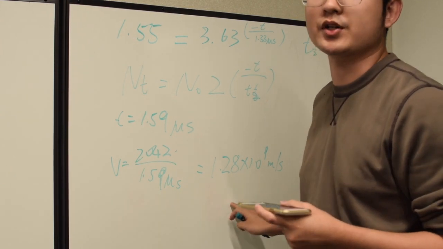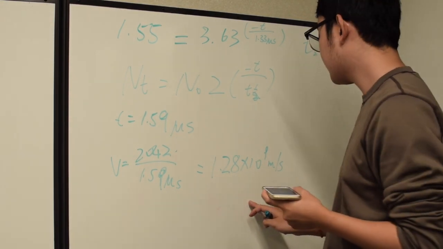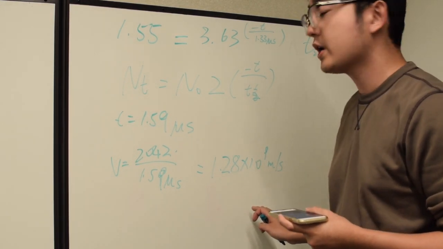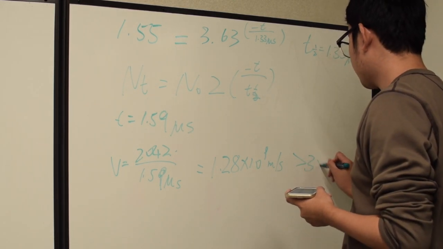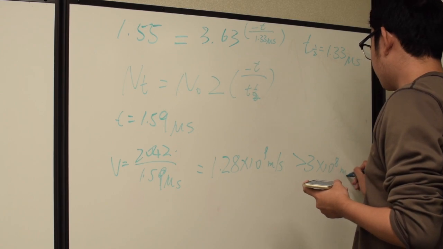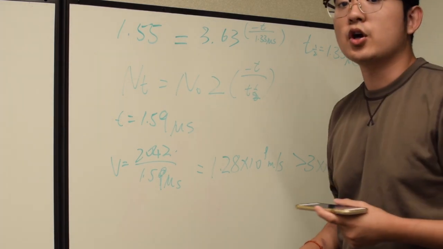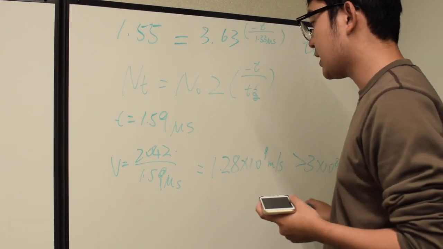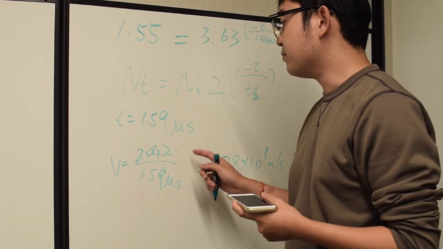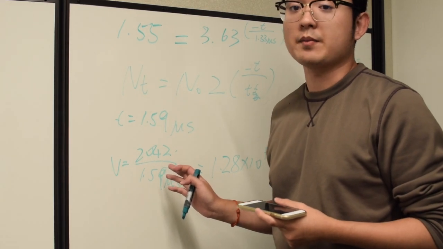But here comes the question. According to relativity, theoretically, this particle cannot exceed the speed of light, which is 3 times 10 to the 8 meters per second. So even though we did all of the calculation right, we still get a wrong answer. That's only because we have miscalculated the distance from the campus to the mountain.